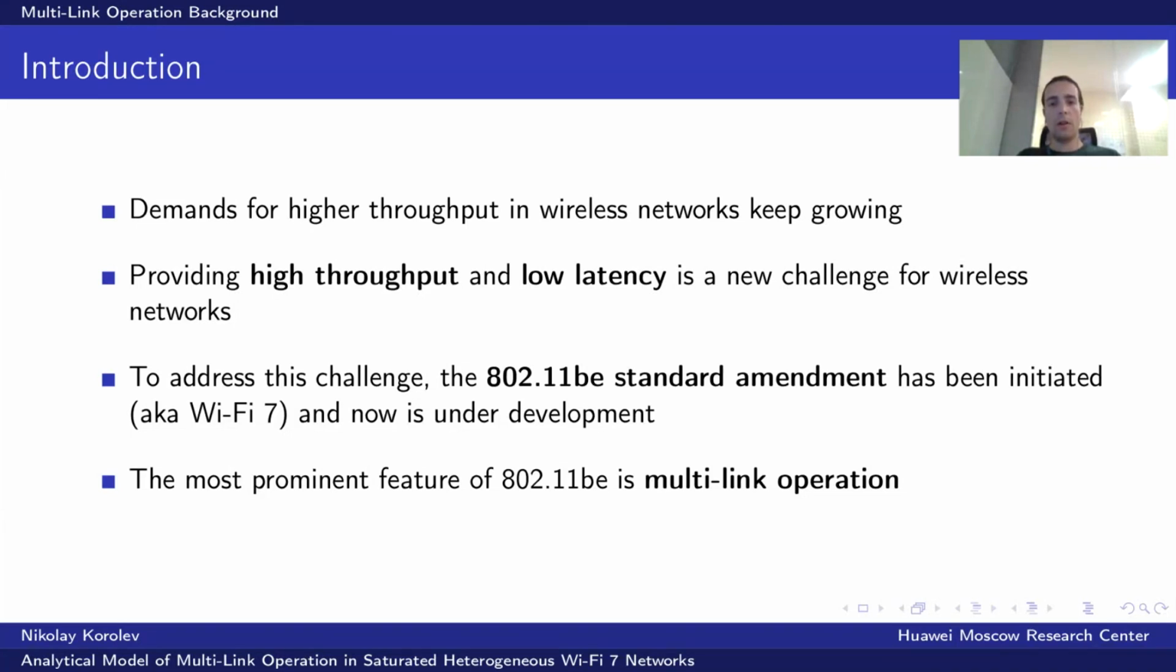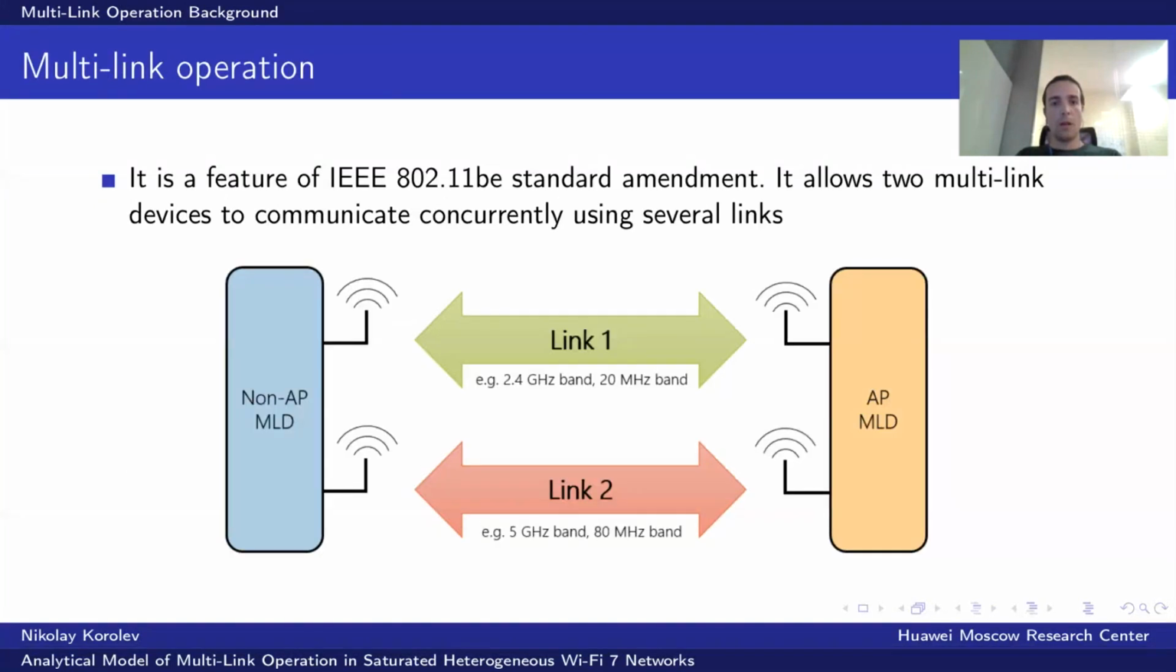So let me give you a few words about multilink operation and some challenges which it faces right now. The multilink operation is a feature of the BE standard, which allows to perform a transmission via two links, via two channels simultaneously. Actually, we can use more than two links, but in our research, we are now considering two-link devices, and it is expected that the first devices which support multilink operation will support two links for the transmission.